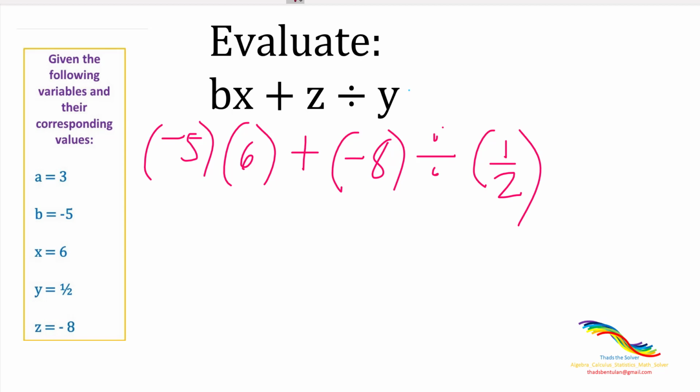So we simplify. This is -5 times 6, that's 30. When you multiply factors of different signs, the resulting product would have a negative sign, so that's -30. Let's use the parentheses so as not to be confused. Plus, we have to solve 8 divided by 1/2, or 8 divided by 1/2 is 8 times 2. So this is actually -16.